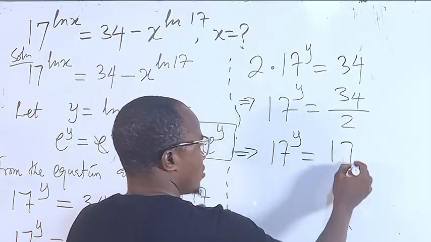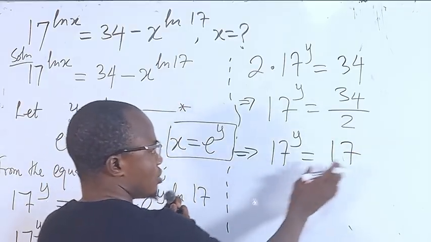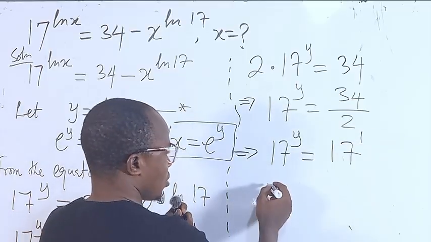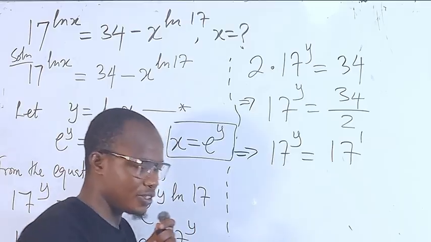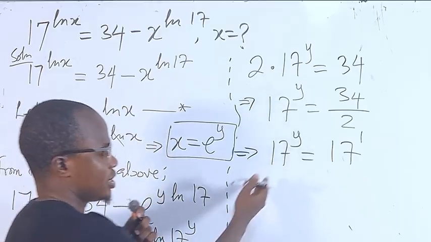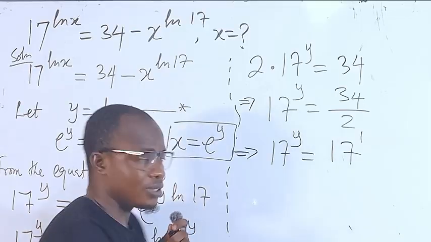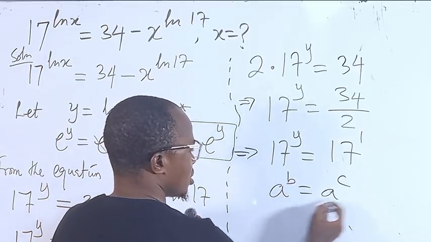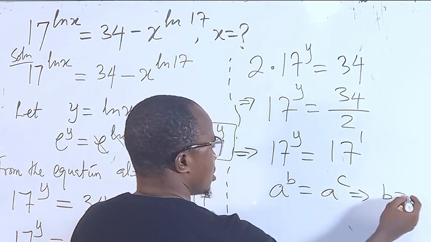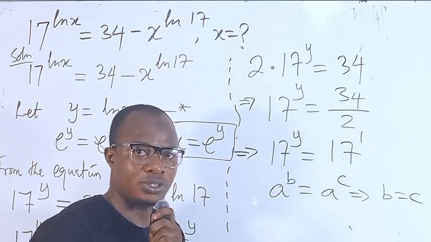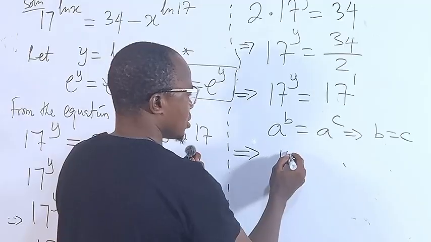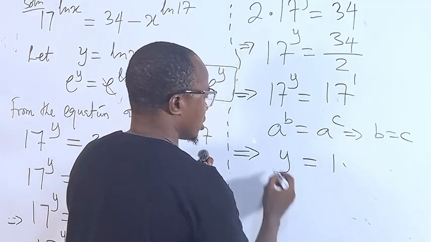That will be 17. So now 17 is the same thing as 17 to the power of 1. Since we have the same base, when you have a to the power of b equals a to the power of c, this implies that b equals c. Understood? So here, y must be equal to 1.